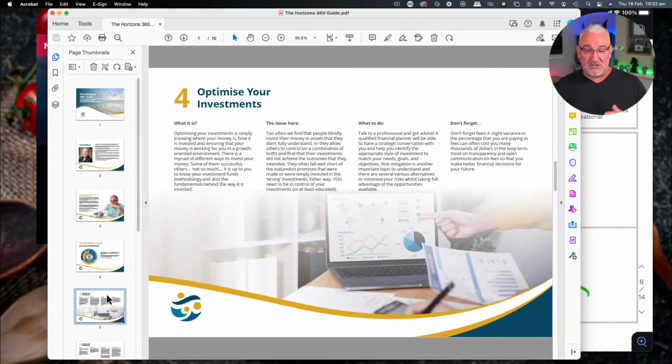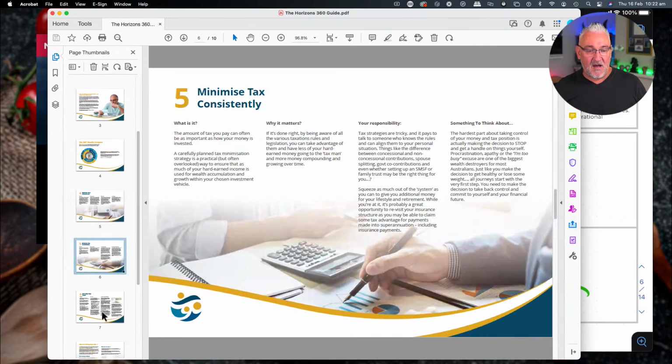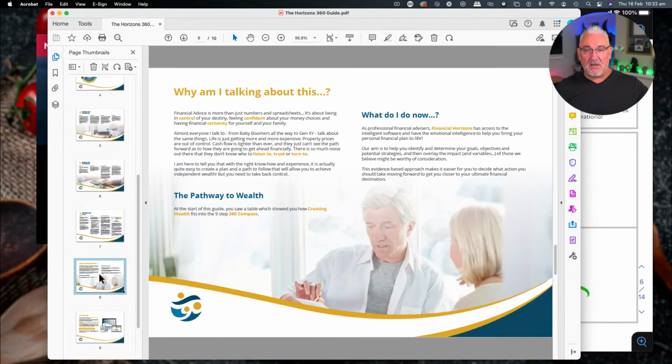And then she talks about accelerator number 4, accelerator number 5, accelerator number 6. Then she summarizes everything. Why am I talking about this? Here's the pathway to wealth, which is follow the compass. What do I do now? So there's a strong call to action.